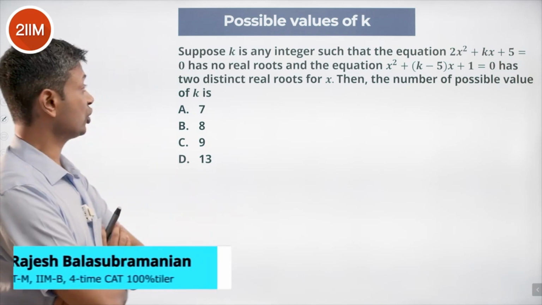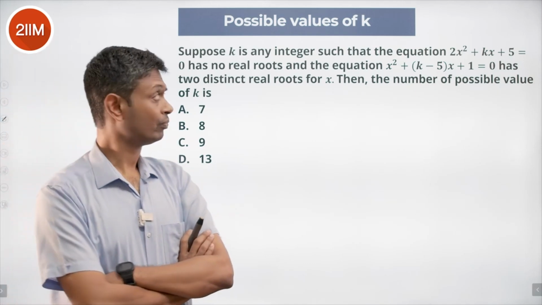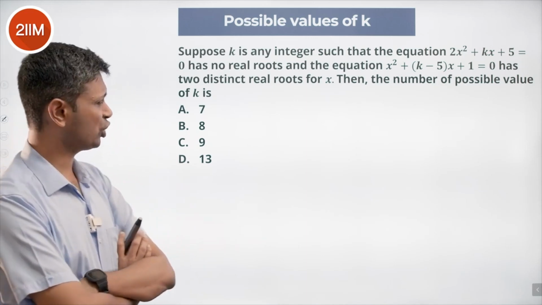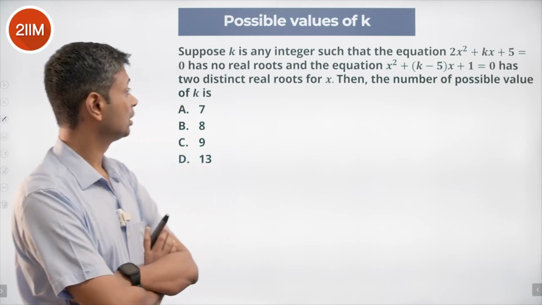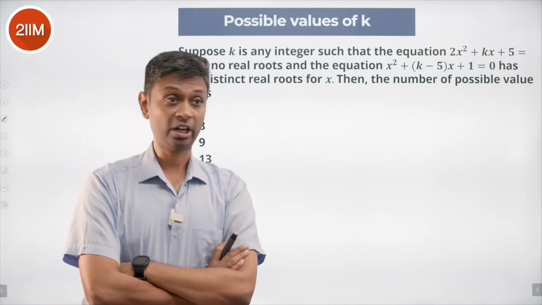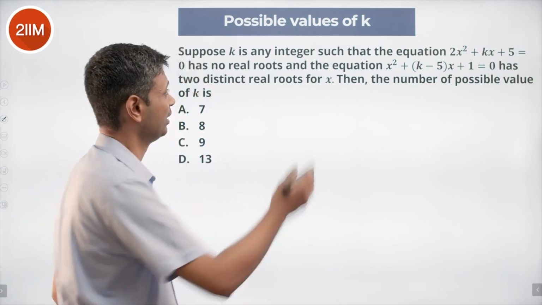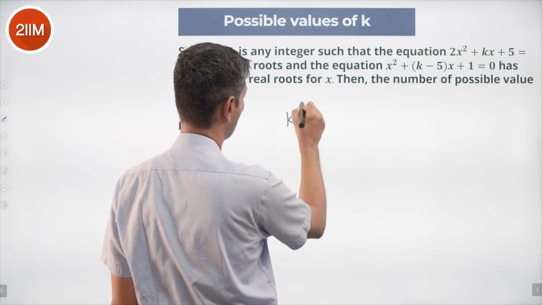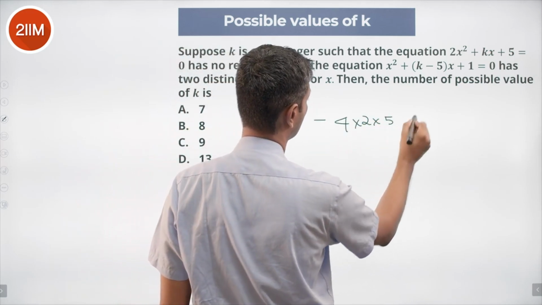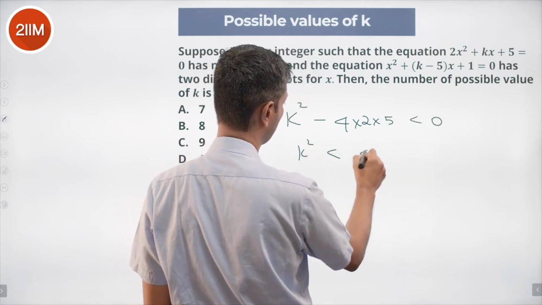Suppose k is any integer such that the equation 2x square plus kx plus 5 equal to 0 has no real roots, and the equation x square plus (k minus 5)x plus 1 equal to 0 has two distinct real roots for x. Then the number of possible values of k is... The first one, discriminant should be less than 0. The second one, discriminant should be greater than 0, not even greater or equal to. For the first one, it is k square minus 4 into 2 into 5 is less than 0. That is k square is less than 40.